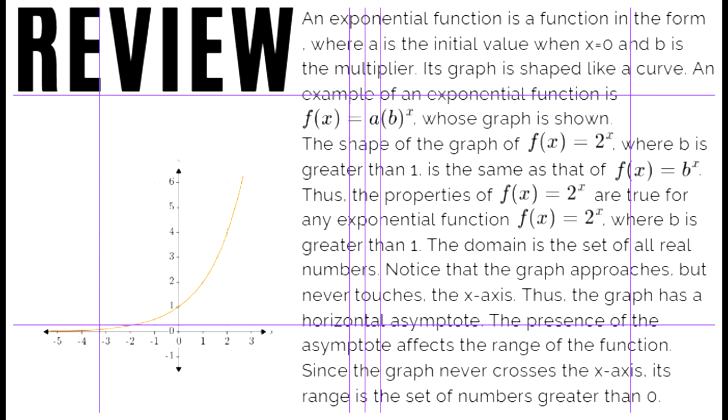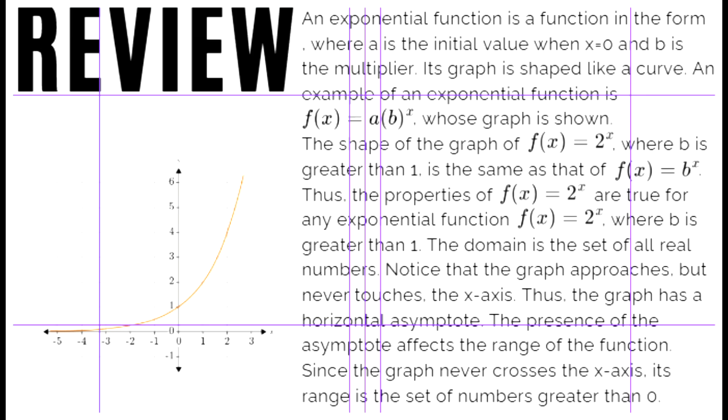The domain is the set of all real numbers. Notice that the graph approaches but never touches the x-axis. Thus, the graph has a horizontal asymptote. That question is on your quick check, I believe, or your practice. The only graph that has an asymptote is an exponential one.